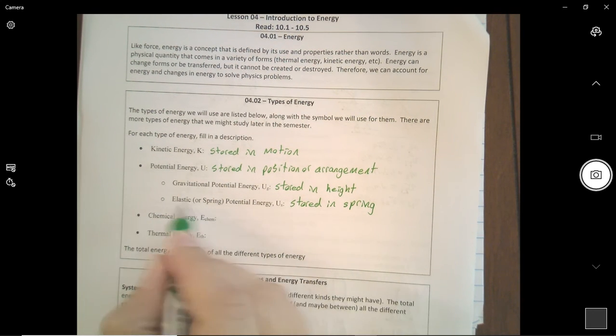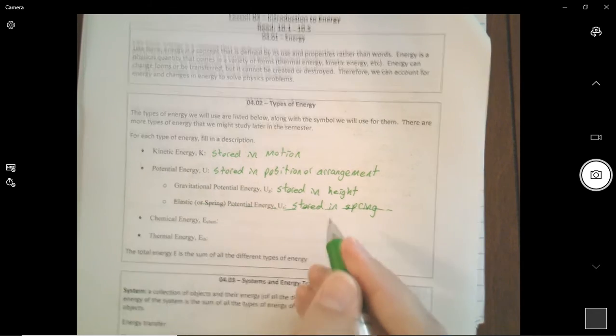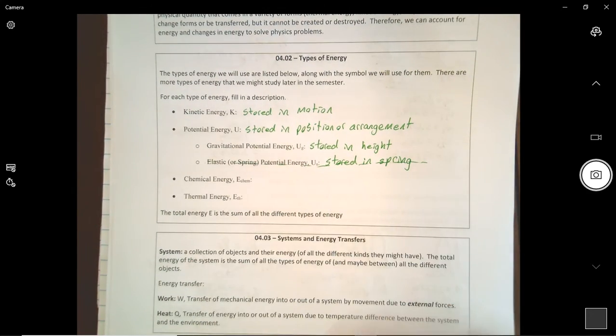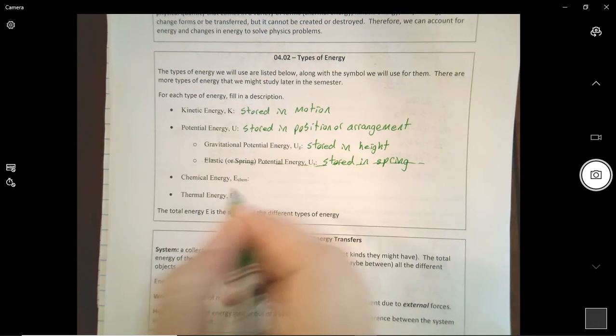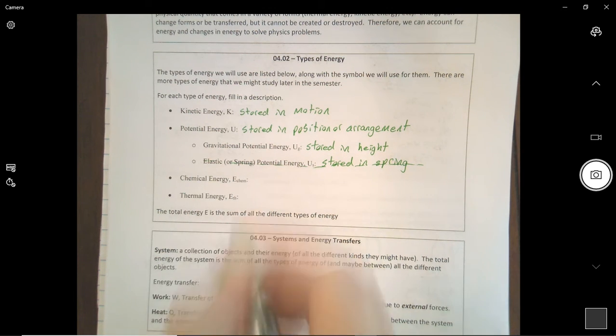Now, this semester, we are not going to worry about that one too much. Normally, we would. There are other types of potential energy, particularly electrostatic potential energy, but that is for another semester of physics. There are other types of energy we would worry about.